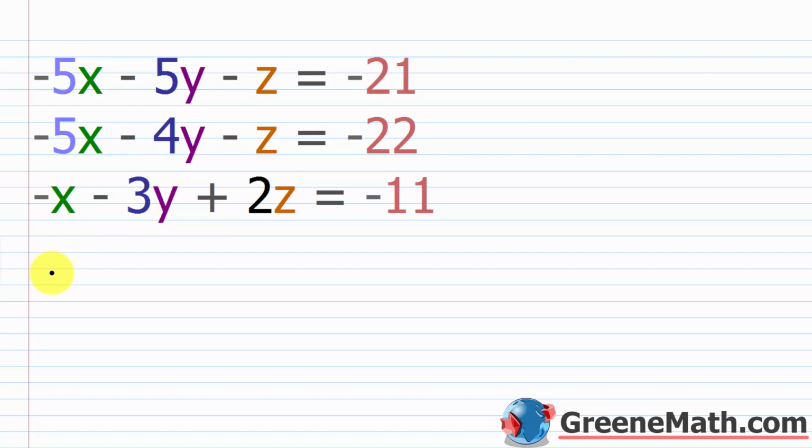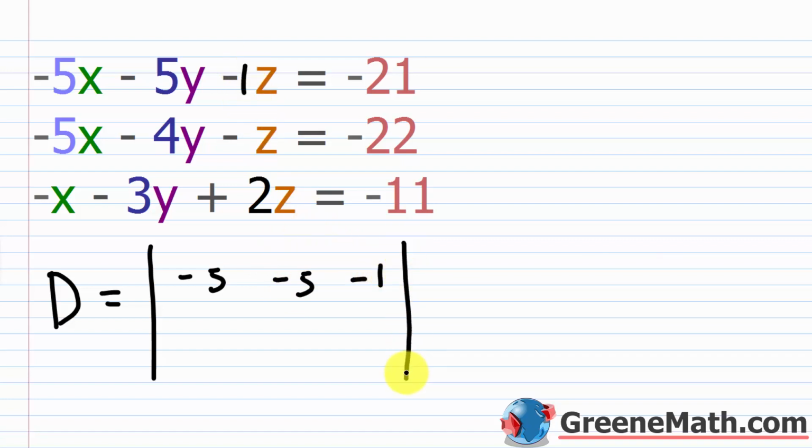We want to start out with D. Again, this is the determinant of the coefficient matrix. So for the coefficients here, I've got negative 5. I've got negative 5 again. I've got a negative 1. I can go ahead and write that in. So negative 1. Okay. And then for this one, I've got a negative 5, a negative 4, and again, a negative 1. And then for this one, I've got a negative 1. I've got a negative 3, and then a 2.